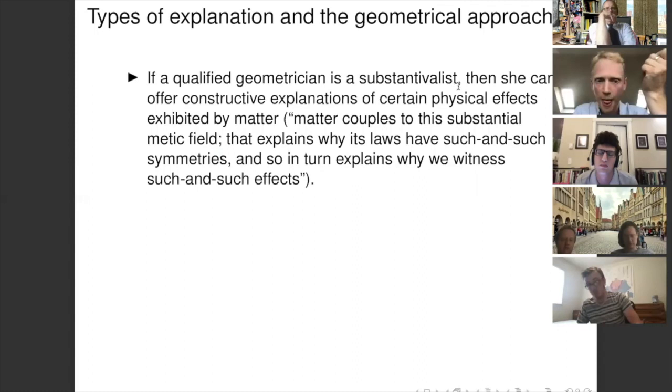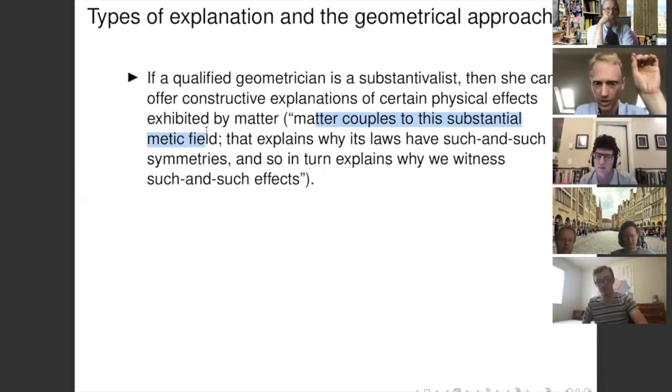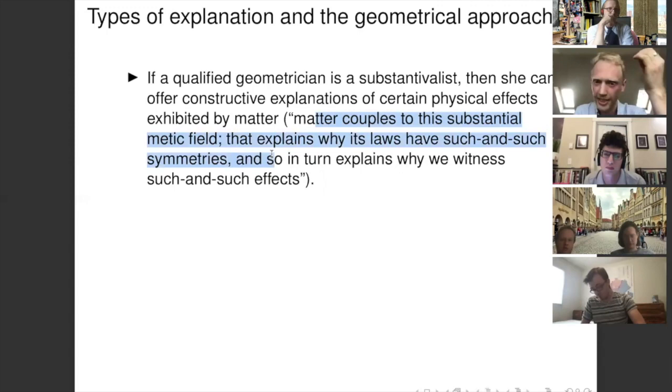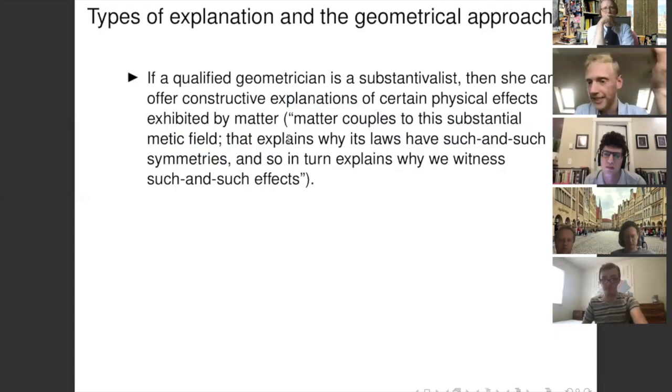matter. So they might say something like this: my matter, say a Klein-Gordon field, couples to this substantival metric field in the Klein-Gordon equation. This explains why its laws have such and such symmetries, and so explains why we witness such and such special relativistic effects. The fact that I'm appealing to something real and concrete in the world, because I'm a substantivalist about this object, means that there is a certain sense in which I'm offering a constructive explanation. And this is exactly what, for example, Michel Janssen, one proponent of a geometrical view, says in his 2009 paper on the topic.